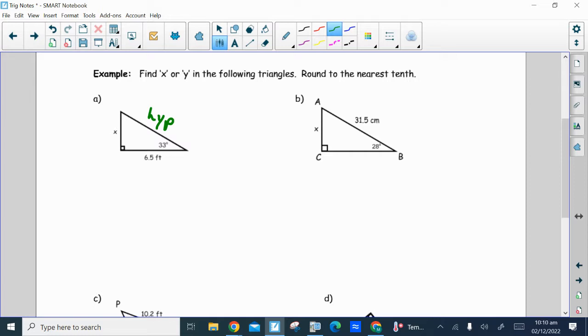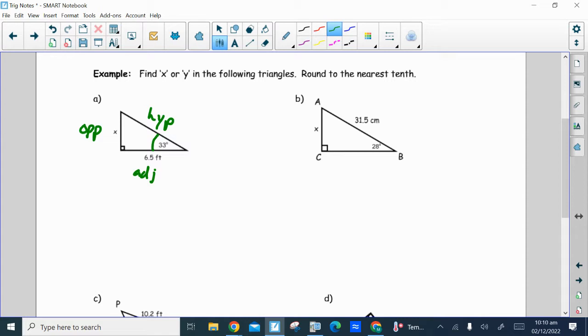Now, if you look at that triangle, you're given this angle to be 33 degrees. We're going to use that. That's theta. So the side across from that is the opposite. The third side is the adjacent side. This is always our first step. Label the sides of the triangle.